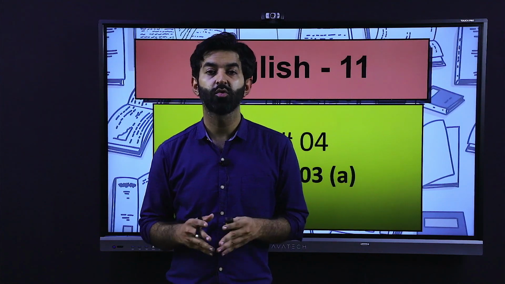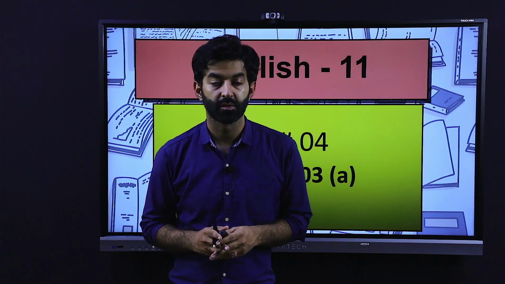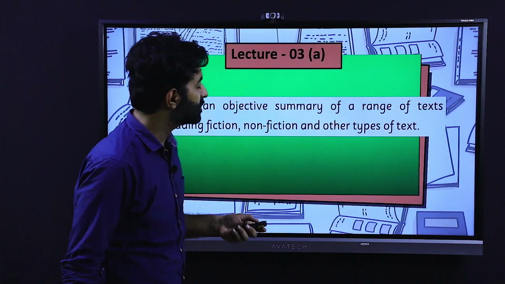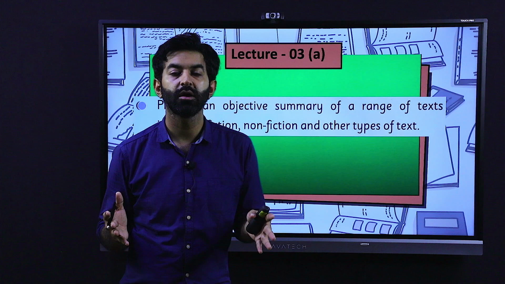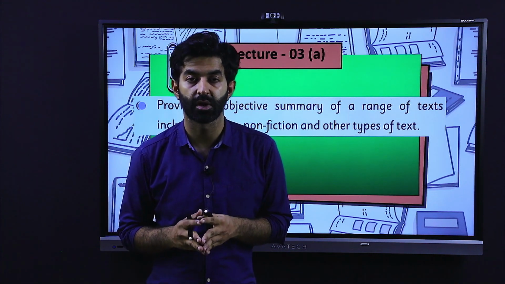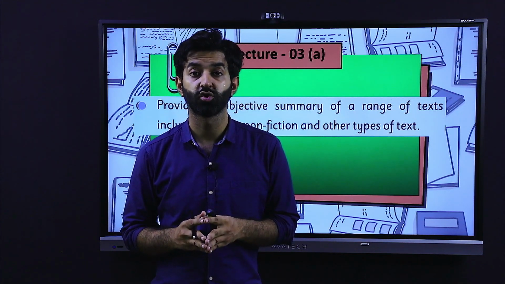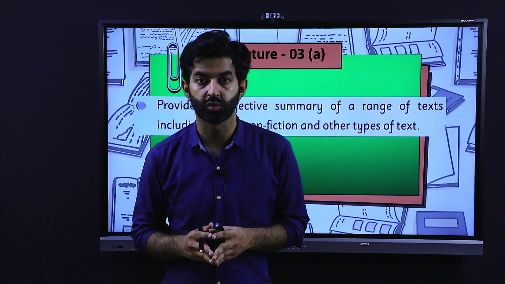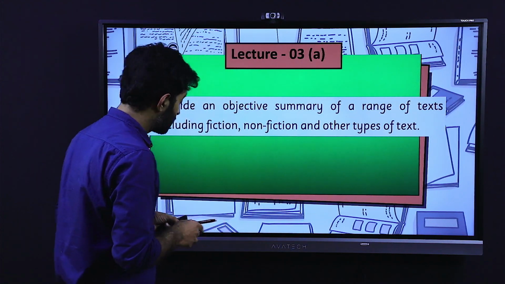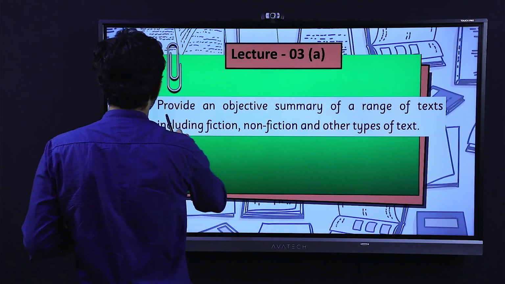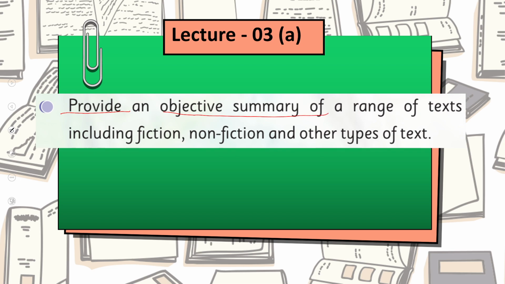Students, today we are going to talk about summary skills. We are going to see how we can write a very good objective summary. We know what a summary is. Let's look at our student learning outcome and see what we are supposed to do. Today we will learn how we can provide an objective summary of a range of texts, both fiction and non-fiction and other types of texts as well.